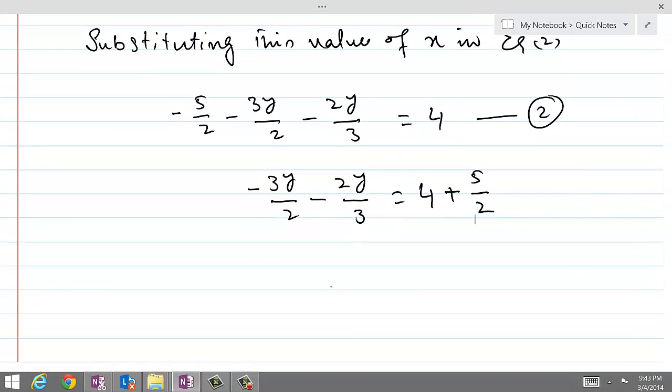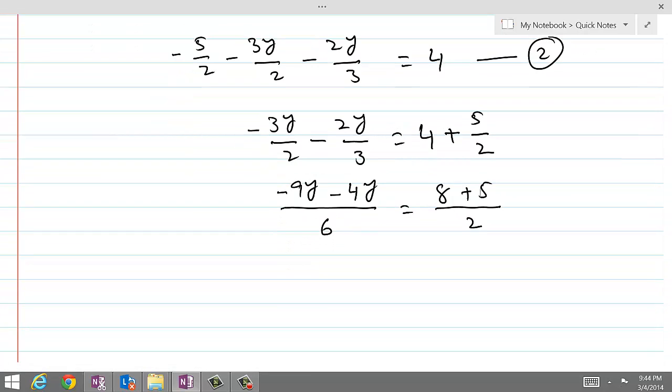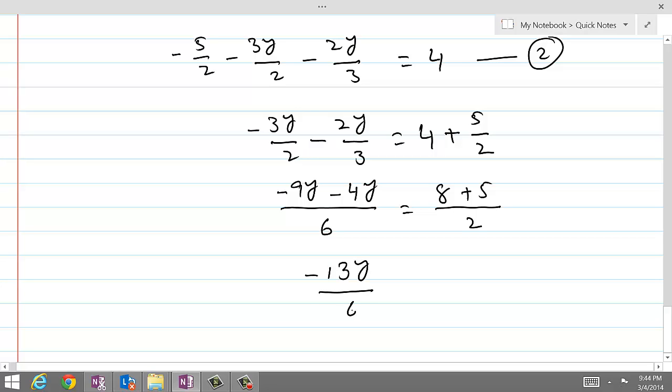So here, if we take an LCM, the LCM would be 6, and this would give us minus 9y minus 4y equal to, here the LCM would be 2 and this would be 8 plus 5. This is simplification of fractions. A very handy skill. Minus 9y and minus 4y will become minus 13y over 6 equal to 13 over 2.